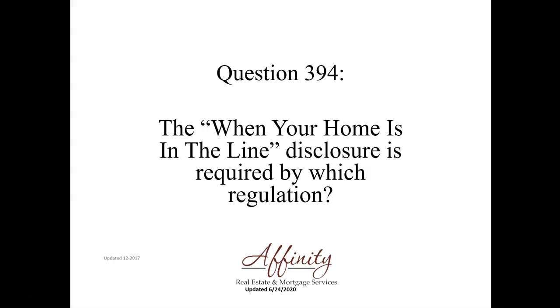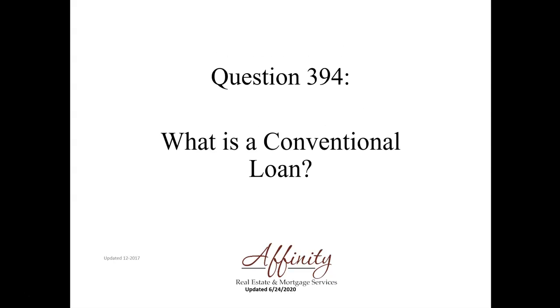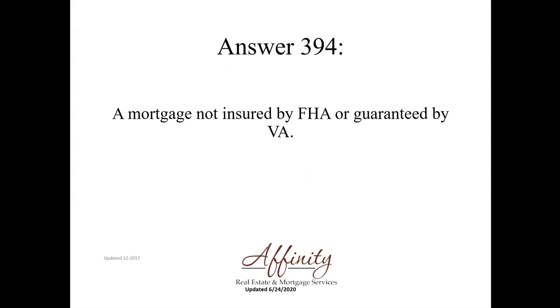Question 394. The "when your home is on the line" disclosure is required by which regulation? That would be TILA, Regulation Z. Question 394. What is a conventional loan? A conventional loan is a mortgage not insured by FHA or guaranteed by VA.